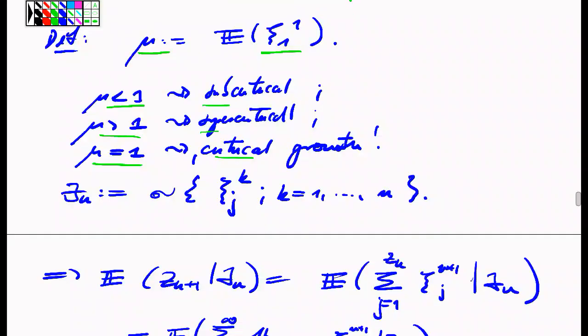Okay, and we want to apply some martingale arguments in order to give an answer to this question in the 3 different regimes. And for a martingale argument to be applied, we want to introduce a filtration, namely the sigma field F n, which is the sigma field obtained by all the offspring variables of all generations up to time n.